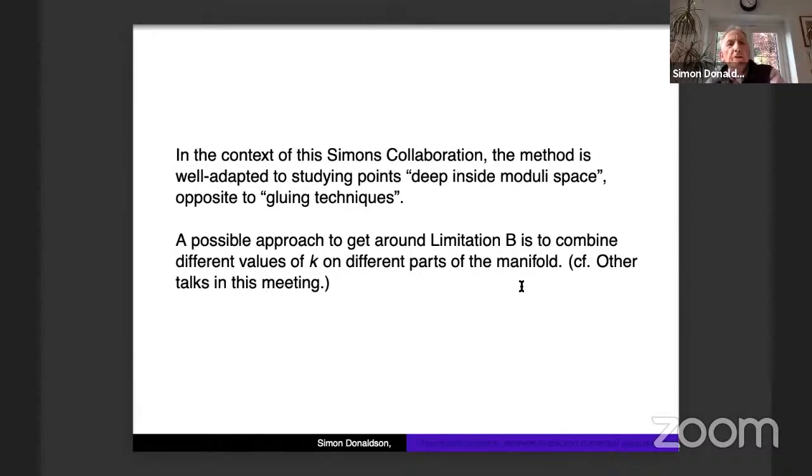So maybe in the context of a lot of the work and discussions in this collaboration, you can say that the method we've been discussing is well suited to studying points deep inside the moduli space, where the curvature is roughly constant and doesn't vary too much. So it's kind of opposite to the gluing type techniques, which we often talk about in this collaboration, where one is studying points near the boundary of moduli space, where we have some high curvature region, for example, using gluing techniques.